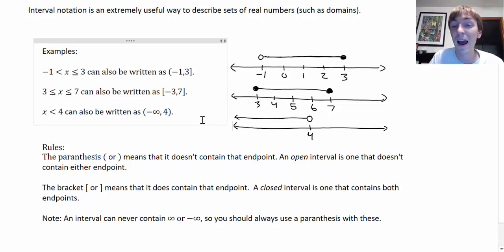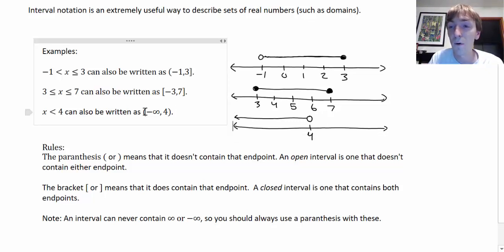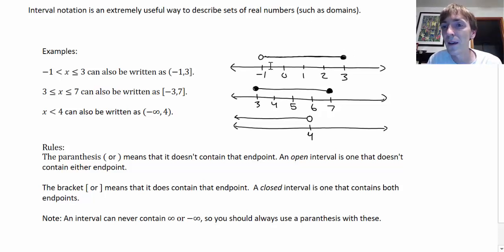This last one isn't actually an example of an open interval because it doesn't contain either endpoint. It doesn't contain 4, and it also doesn't contain minus infinity. This first example, because it contains one of the endpoints but not the other, is one that's actually considered neither open nor closed, and that is possible. It's a little frustrating because you think that everything should be either open or closed, but that's just not true.